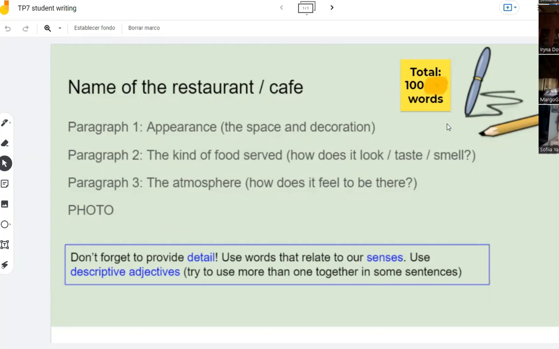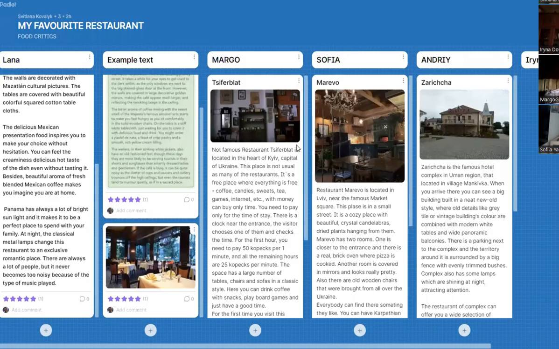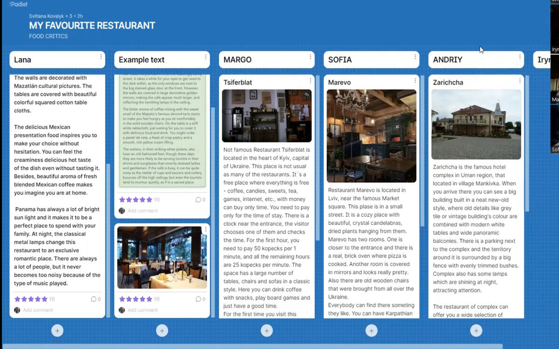To write your restaurant review, you had to describe the appearance, the food that is served there, and the atmosphere. I have already checked your reviews, but I don't know if you have. Have you had a chance to go back to the Padlet and read or see the reviews? I'll give you some time to read and analyze, because today you will also take another role.